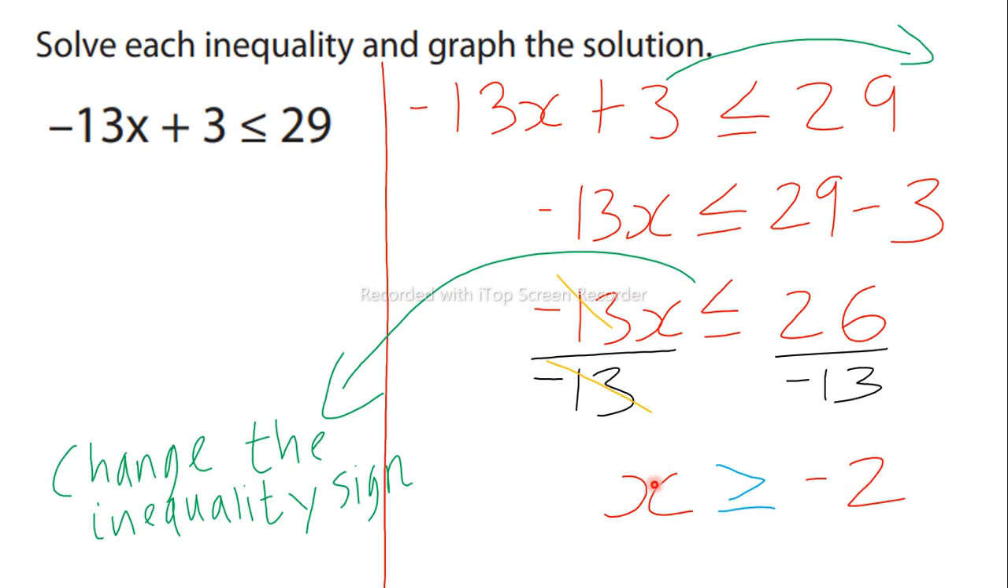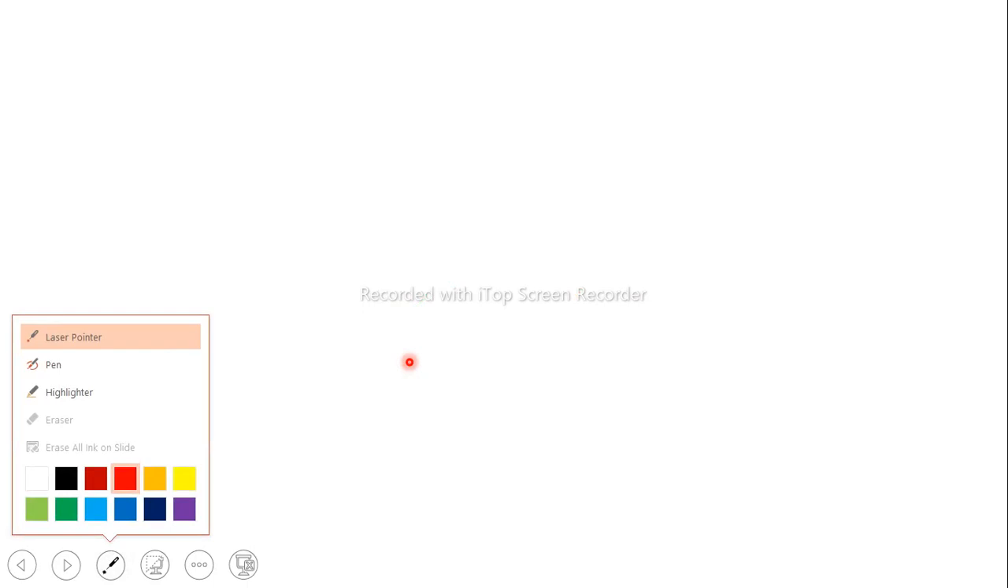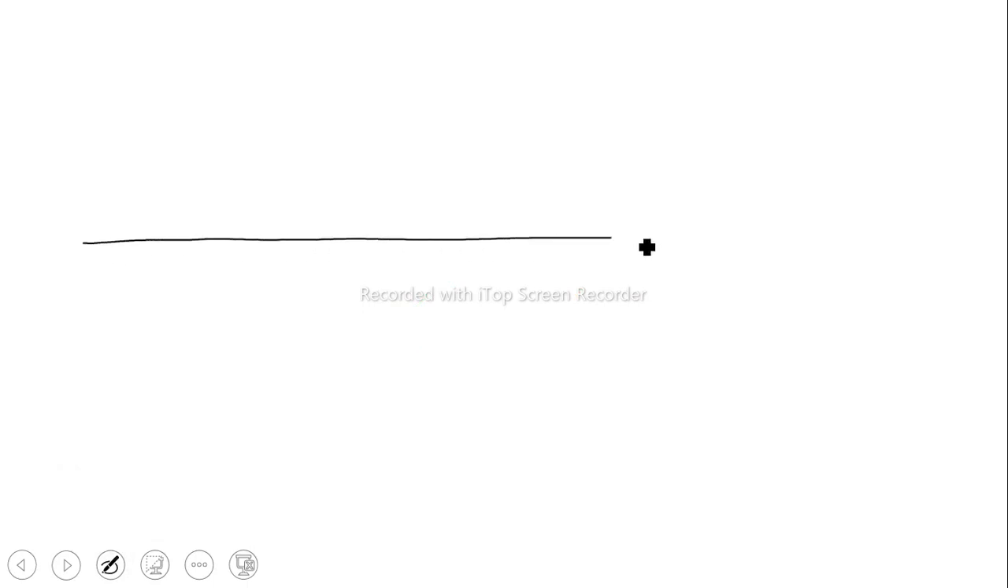And so what we're going to do is graph the solution to this. x is greater than or equal to negative 2. So we already solved it, and we came to this solution, x is greater than or equal to negative 2. Now we're going to graph this solution. The first thing we're going to do is construct the number line. So on the number line, we draw a line here.